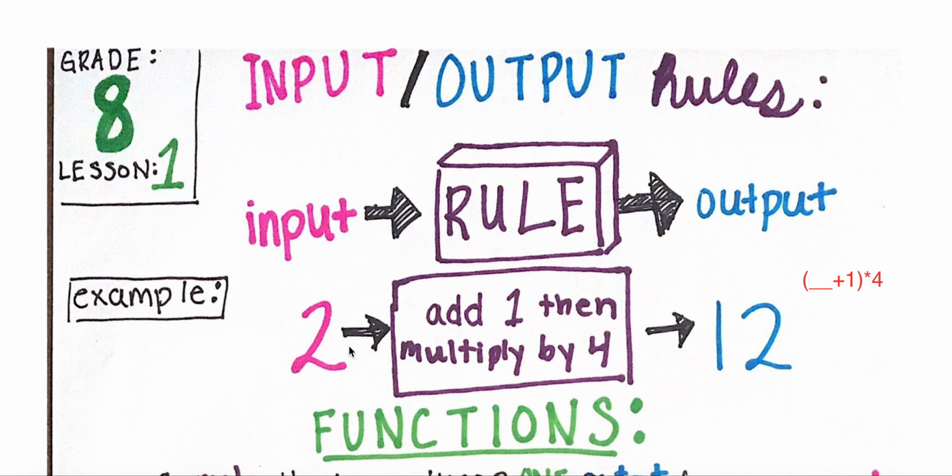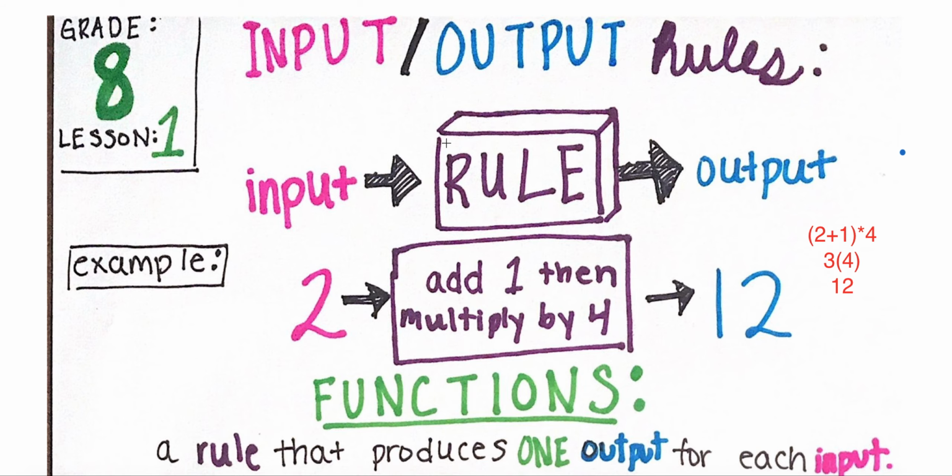So in this example, if you input 2, but your rule says to add 1 then multiply by 4. So if I'm going to input 2 here, 2 plus 1, that's going to be 3. Then if I multiply that by 4, I get 12. So your input was 2, then you ended up with the output of 12 by using this rule in the middle.